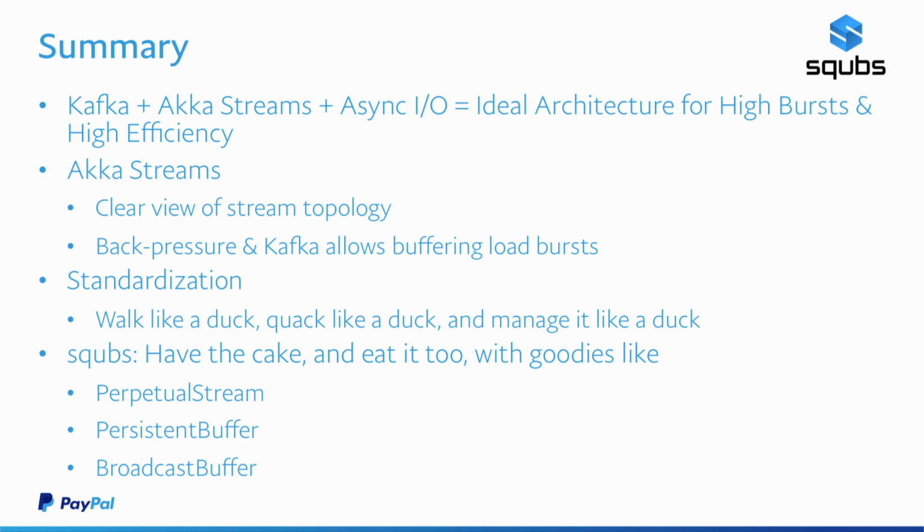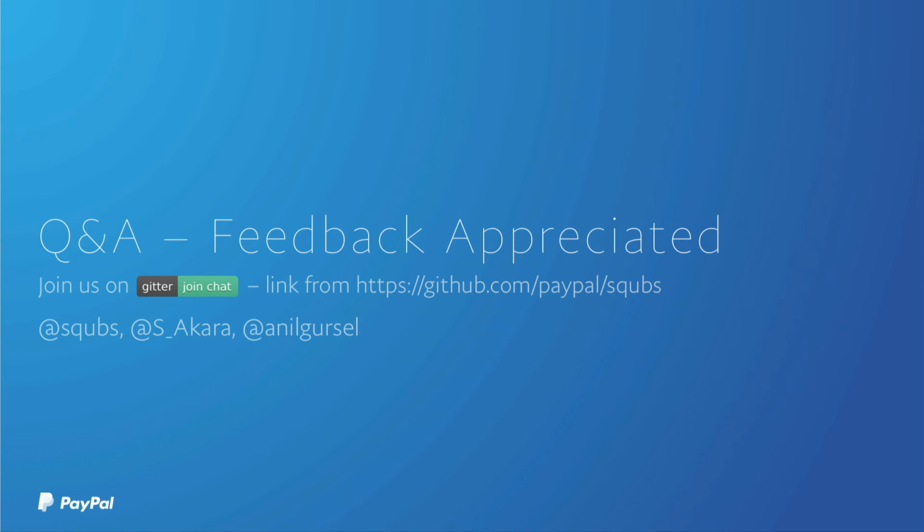And when you have quite many microservices in your ecosystem, consistency and standardization gets quite important. So Scoops might help with that a lot. Check it out. And the utilities that I've just discussed, Perpetual Stream and persistent buffer, take a look at those as well.